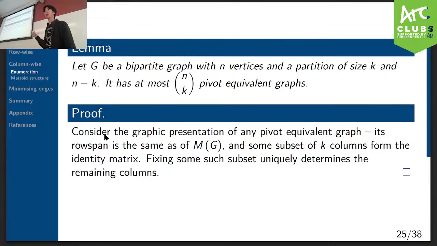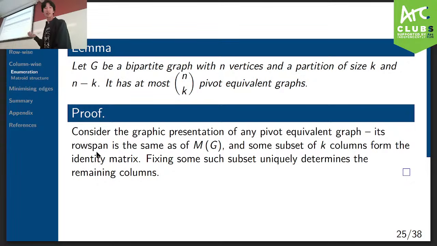You can also see it because the graphic presentation is like a full rank matrix. And so if you take some subset of columns and fix it, the other columns are going to be uniquely determined. If those two explanations don't make sense, don't worry. That's not going to affect the rest of the talk. This lemma is quite nice because it's otherwise quite hard to study how many pivot equivalent graphs you can get to. And in fact, we're going to see this lemma is a corollary of the invariant I'm about to introduce.